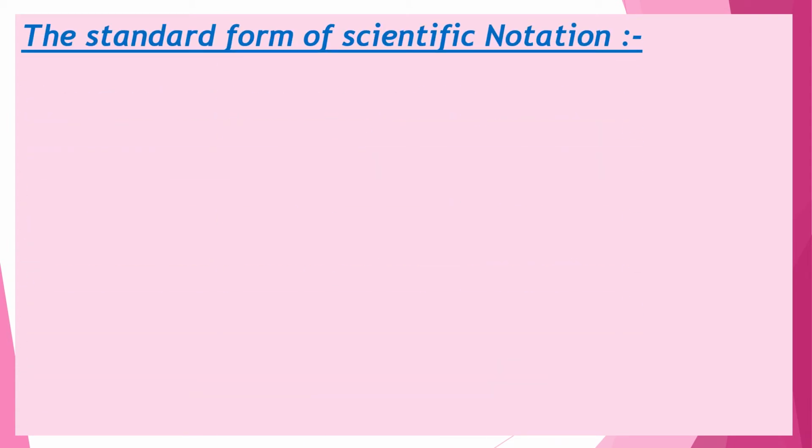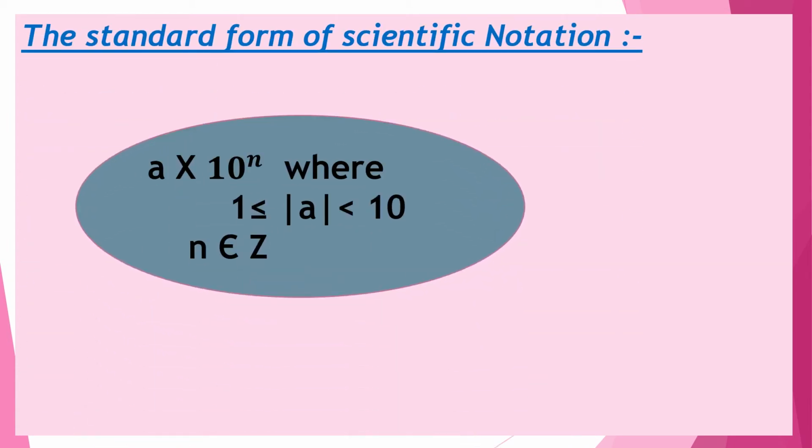So the standard form of the scientific notation is a times 10 power n, where 1 is less than or equal to the absolute value of a, and less than 10, and n belongs to Z. So the standard form must be in this form: a times 10 power n, where the absolute value of a is greater than or equal to 1 and less than 10. Also n must belong to Z.